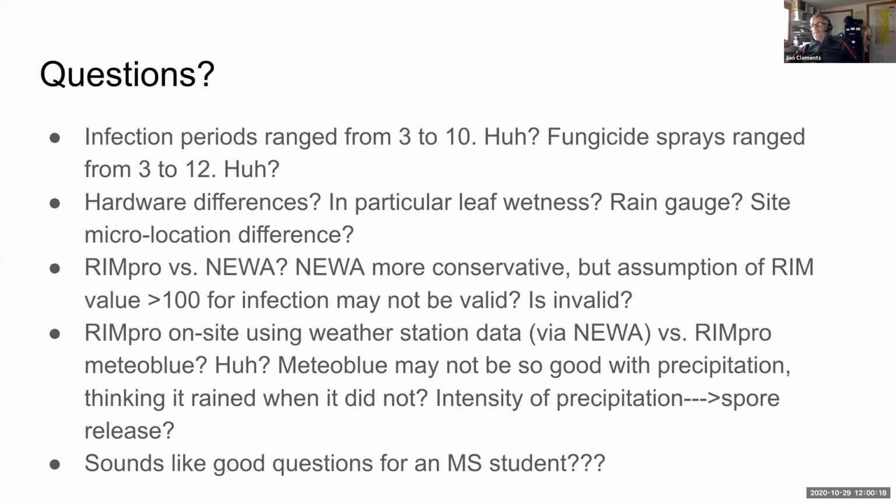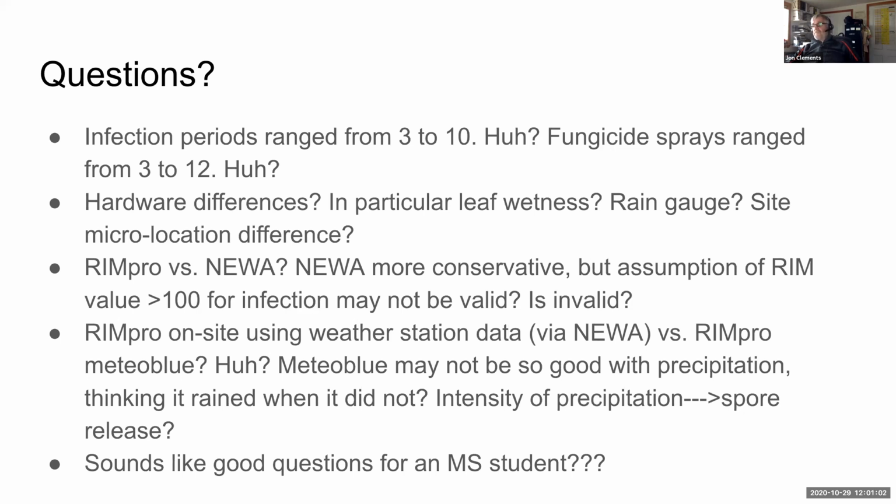RIMpro versus NEWA. NEWA was generally more conservative in declaring infection periods and thus spray events. But the assumption of the RIM value greater than 100 for infection may not be valid. In fact, is it invalid? I don't know. It's a judgment call. But RIMpro is supposed to be a more, I can't think of the right word, a more tangible, has some more nuances that make it a different decision support system. NEWA is kind of black and white. RIMpro has some nuances. And then a big difference in RIMpro onsite using weather station data versus RIMpro Meteoblue.